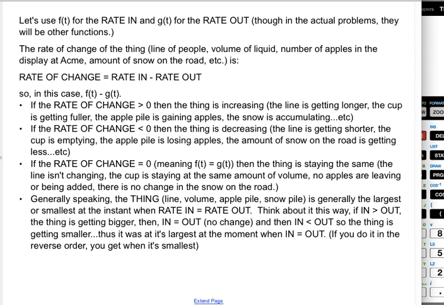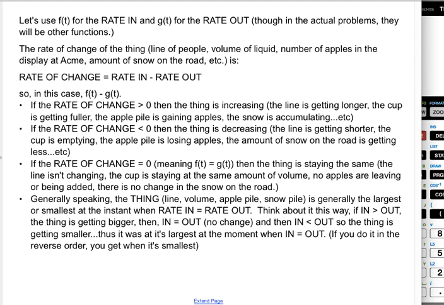If the rate of change equals 0, meaning that f of t, rate in, equals g of t, rate out, then the thing is staying the same. The line isn't changing. The cup is staying the same amount of volume. It's sort of an equilibrium where the rate in and rate out are the same. No apples are leaving or being added. There is no change in the snow on the road. It doesn't matter what these word problems are. I could make up gibberish words. It's the same concepts.